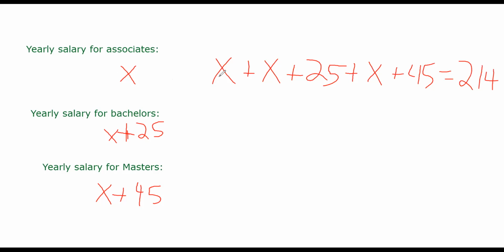And then we said, all right, now that we know what each of these things are, now we can actually make the equation out of them based on the information given to us in the problem. And bada bing, bada boom, we set up the equation. Now, if we solve this thing, what we're doing is we're isolating that value for X. We're figuring out what the value of X is. And once we know that, we'll know how much a yearly salary for associates is. Add 25 to it, and we'll know the yearly salary for a bachelor's. Add 45 to it, we'll know the yearly salary for a master's. So it all kind of falls like dominoes.